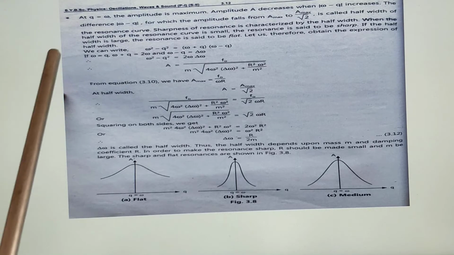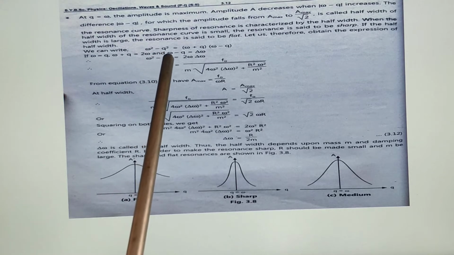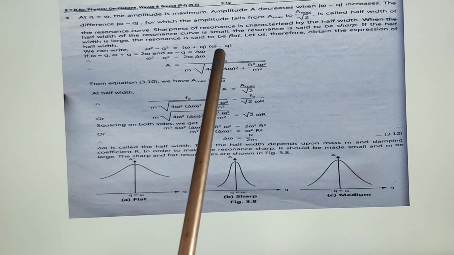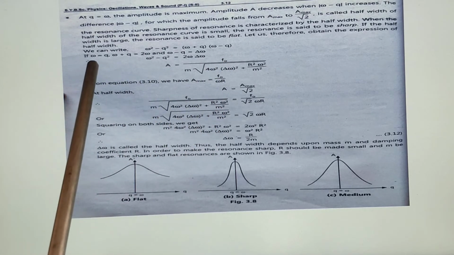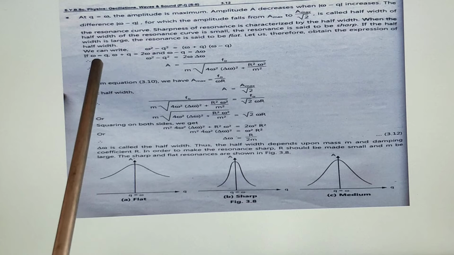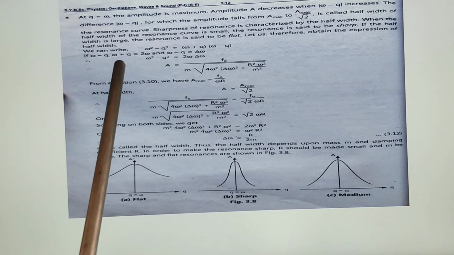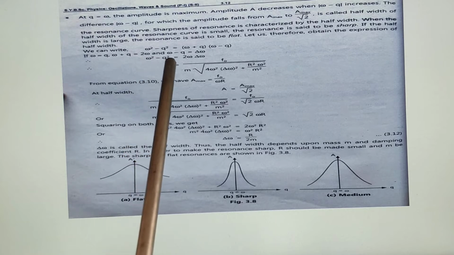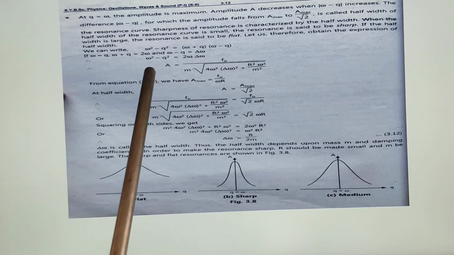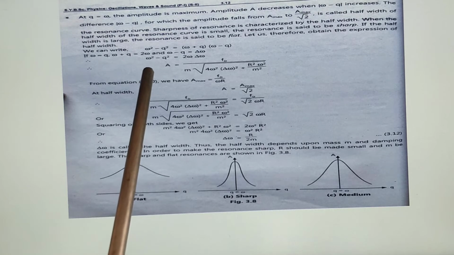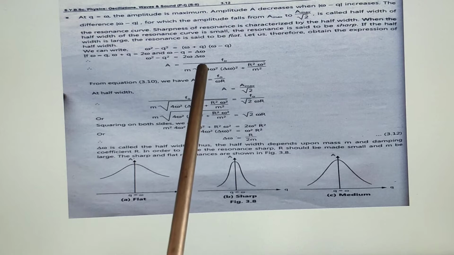For that we consider, or we can write, the equation omega square minus q square can be written as omega plus q and omega minus q. Okay, if omega is equivalent to q, therefore we write omega plus q equal to twice omega and omega minus q equal to delta omega. Substituting these values, we write here omega square minus q square equal to twice omega delta omega.